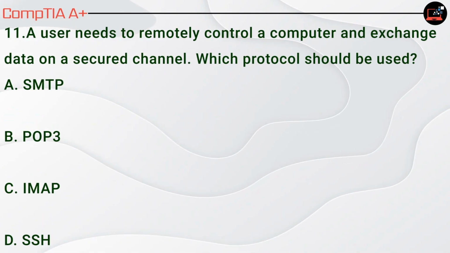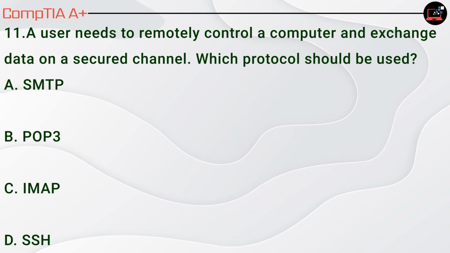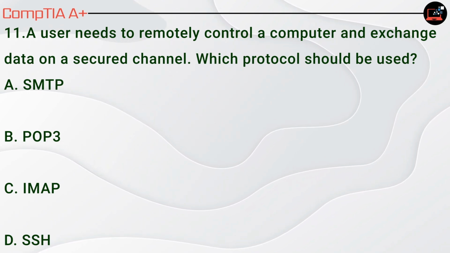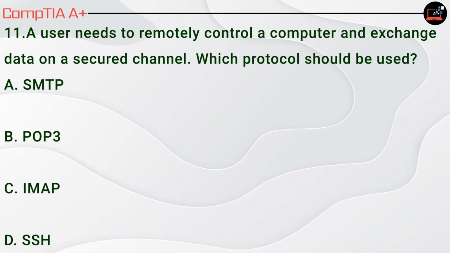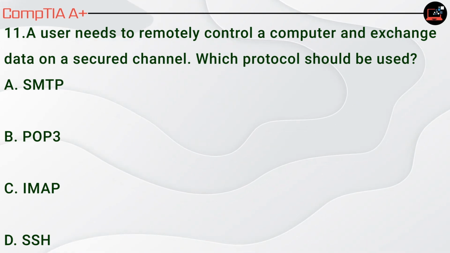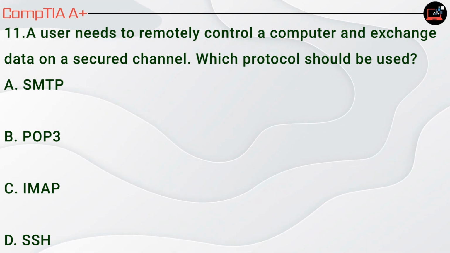11. A user needs to remotely control a computer and exchange data on a secured channel. Which protocol should be used? A. SMTP, B. POP3, C. IMAP, D. SSH.